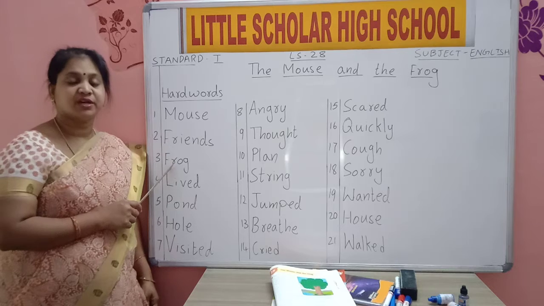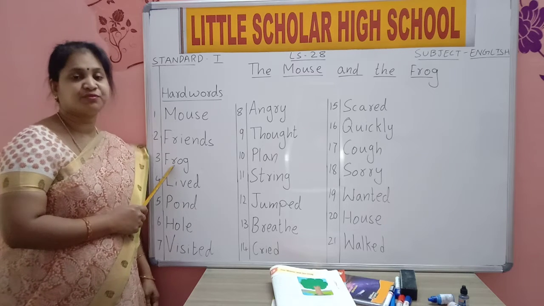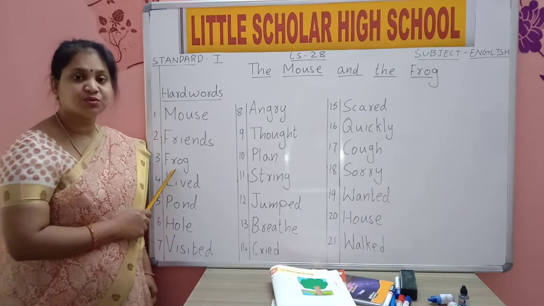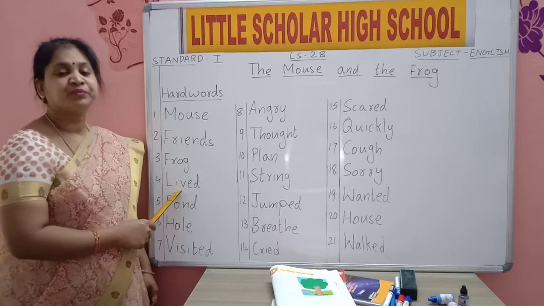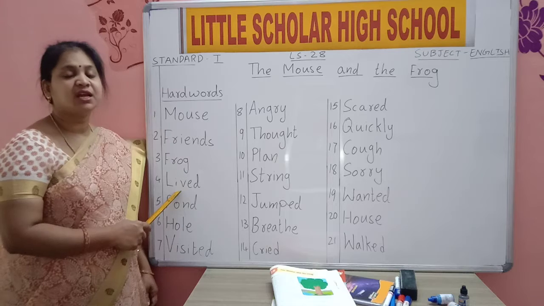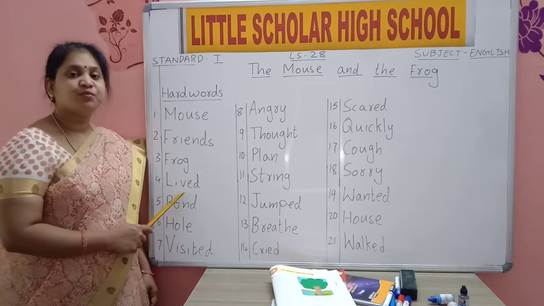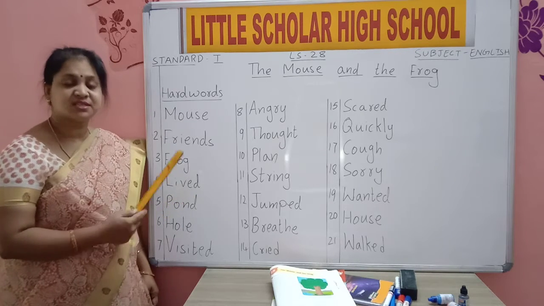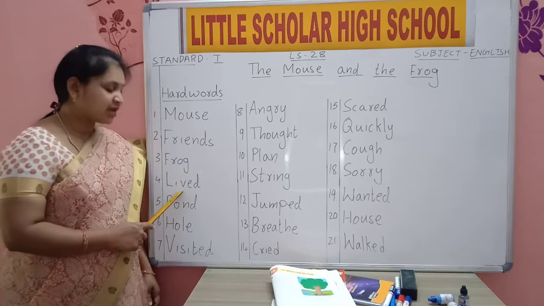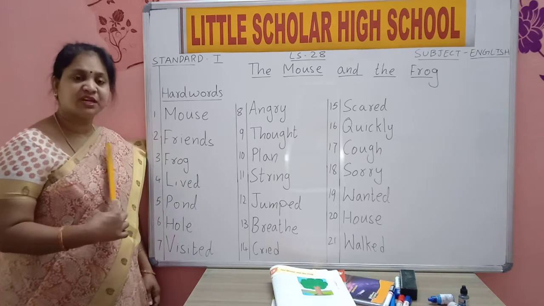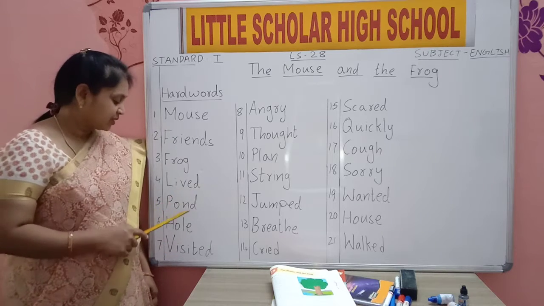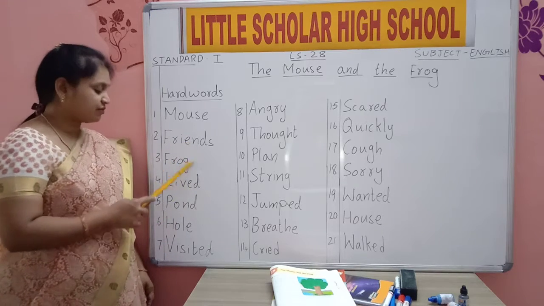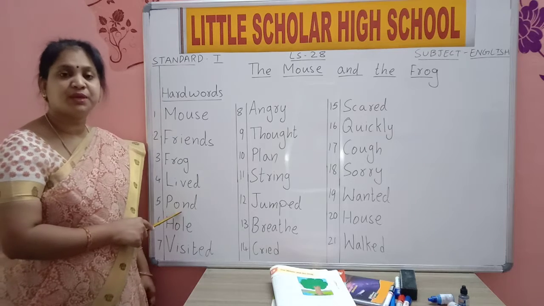F-R-O-G, frog. L-I-V-E-D, lived. Lived means stayed there. Where do we live? We live in a house, no? So where does the frog live? The frog lives in a pond.